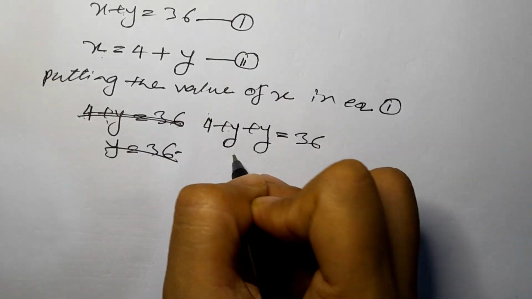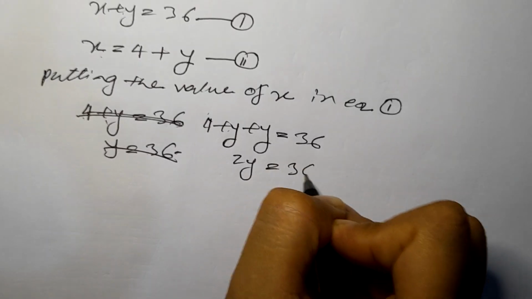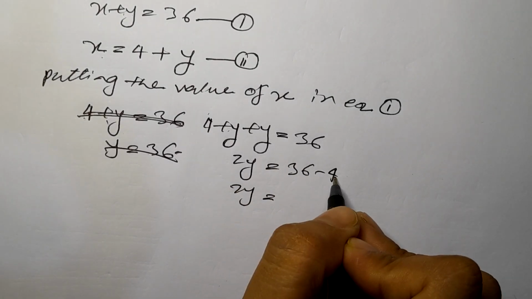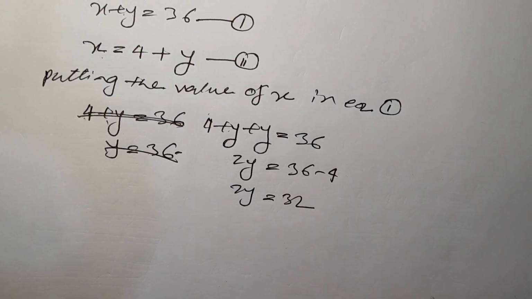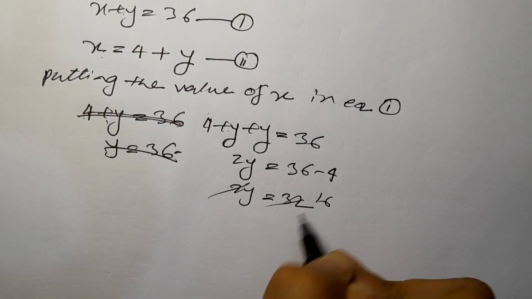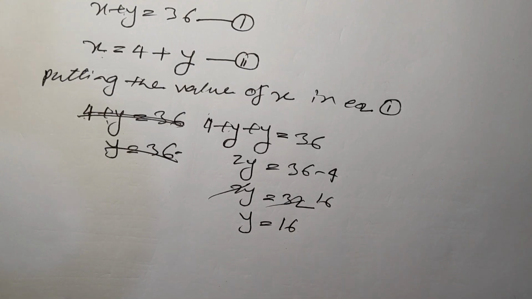Now this y and y will give 2y equal to 36 minus 4. So 2y is equal to 32. If it is 32 I can cancel it, 16 2s are 16. So y equal to 16. We got y equal to 16.